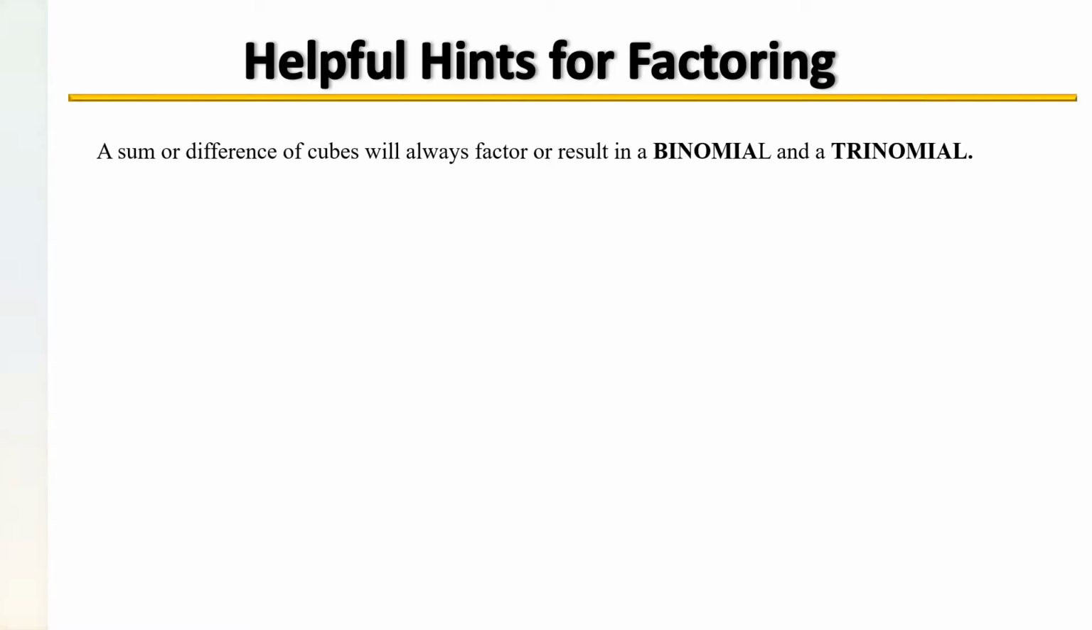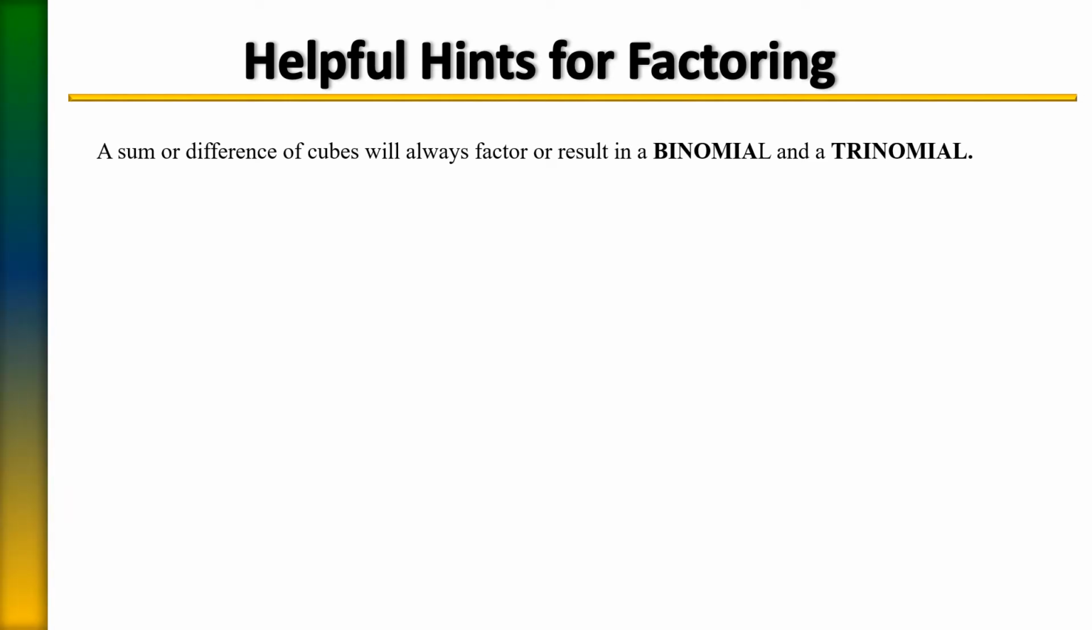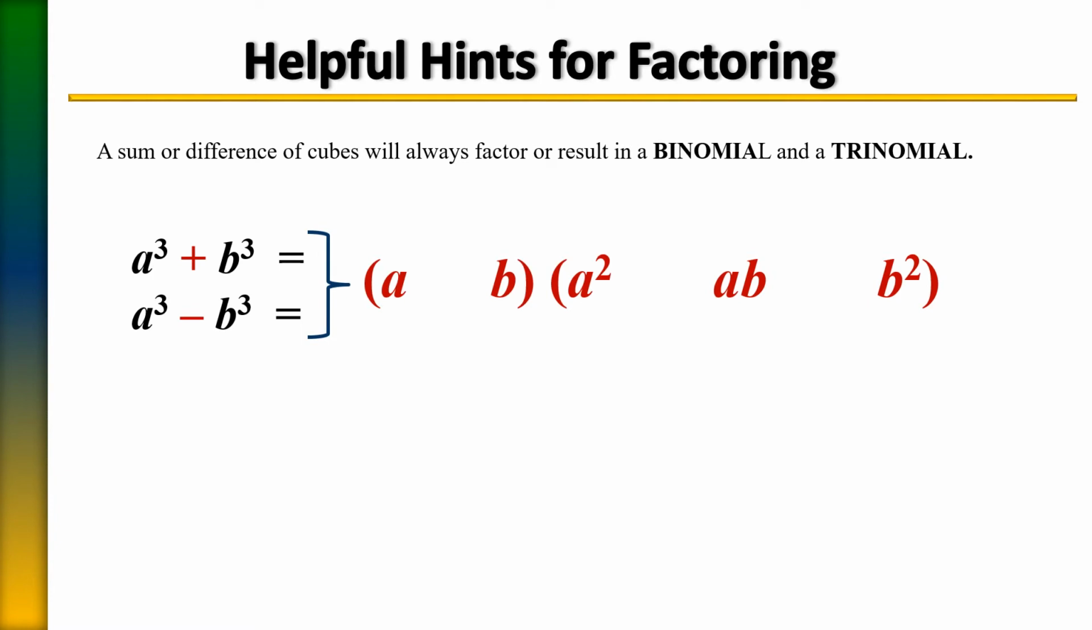Here's a helpful hint when factoring a sum or difference of cubes. They will always factor into a binomial and a trinomial. In terms of what goes inside the binomial and trinomial, it's going to look like so. What goes inside: A, then B, A squared, A and B multiplied together, and then B squared.